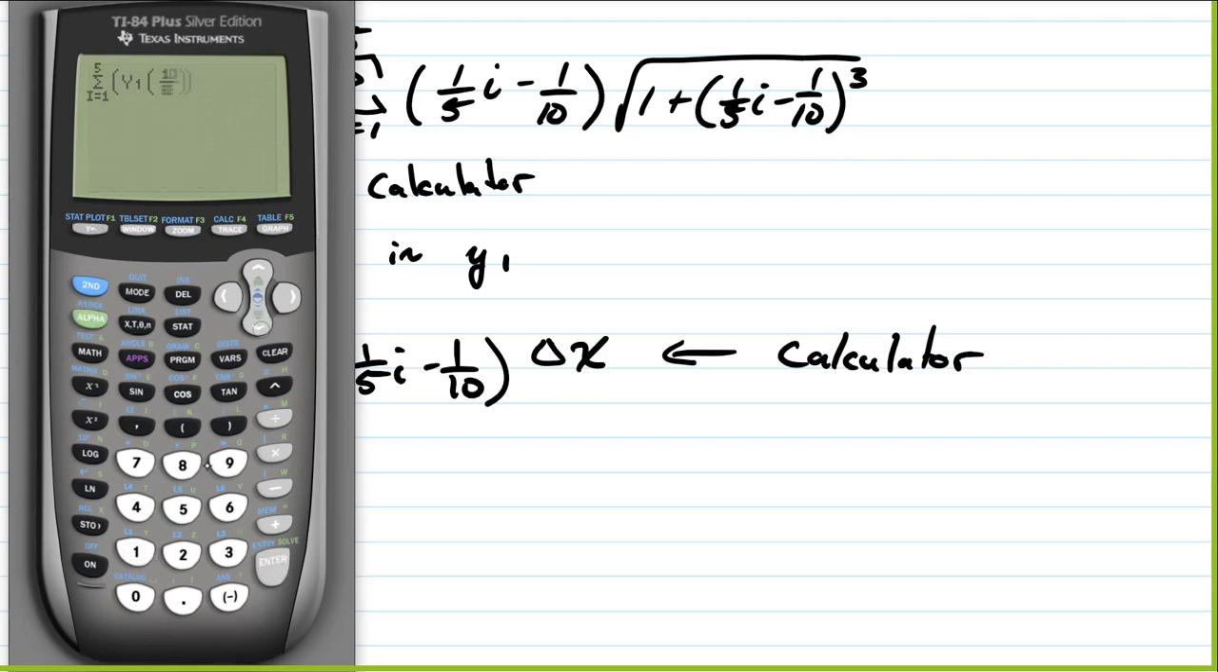And now we put in our delta x, which is going to be 1/5 times i minus 1/10, and we go parenthesis times our delta x, which is 1/5. And we hit enter on our calculator, and we get that as our sum.